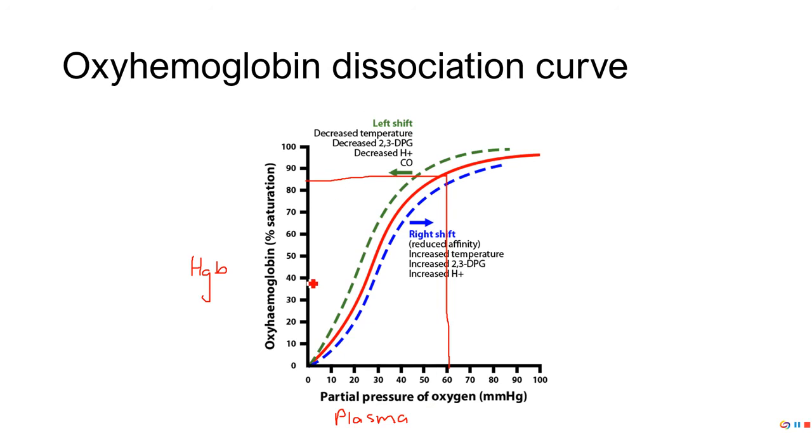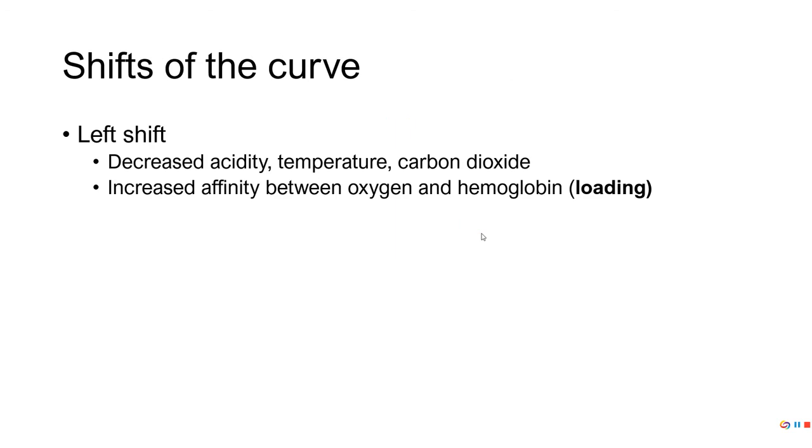Okay. Now, as you can see, the curve can shift left or it can shift right, and there's an effect of each of those. All right, so a left shift occurs due to decreased acidity, temperature, and/or pressure of carbon dioxide. So this is the cause, this is the effect, and the effect is it makes it easier for oxygen and hemoglobin to get together.